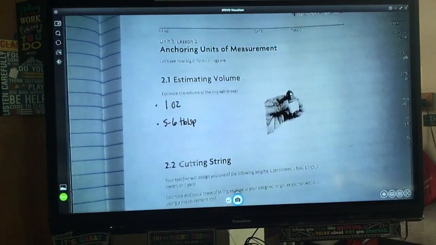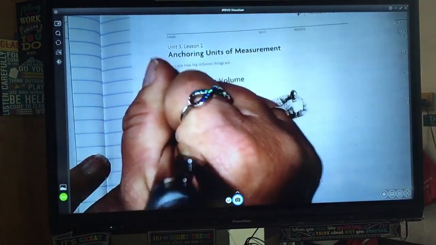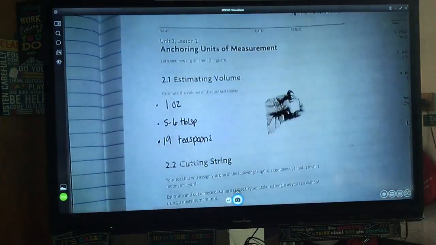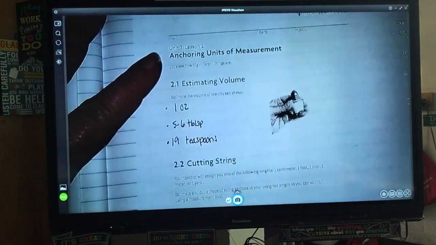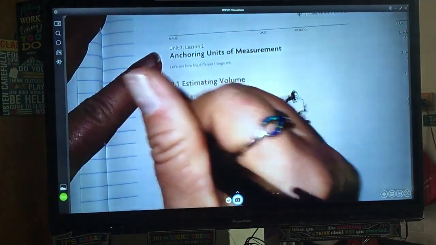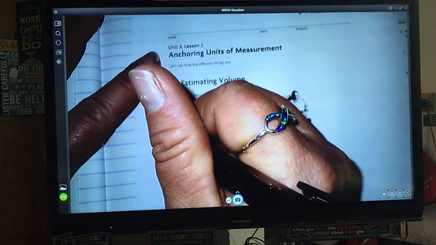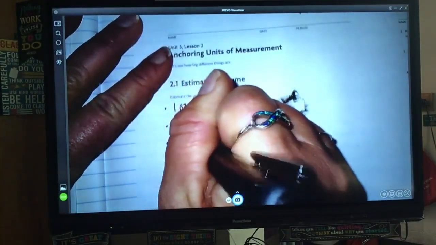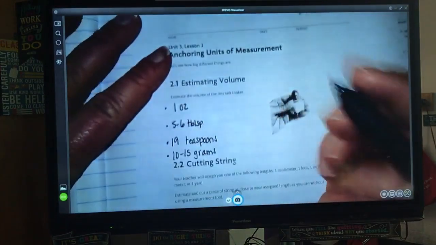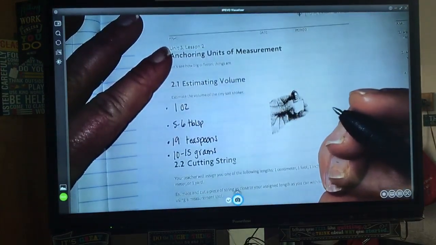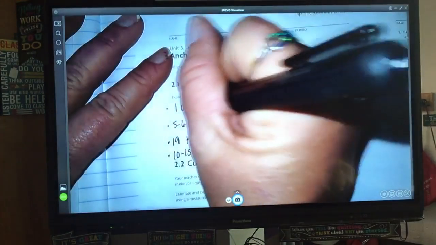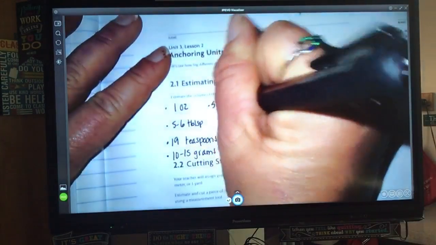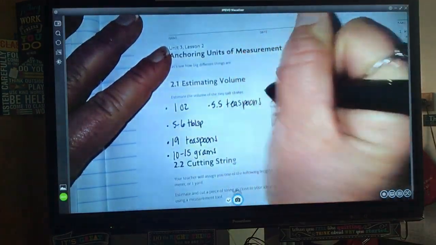19 teaspoons. Ooh, very precise. 19 teaspoons. All right, what else? Kaya. 10 to 15 grams. How many? 10 to 15 grams. Okay. All right, Ronnie. 5.5 teaspoons. Okay. All right, Isabella.